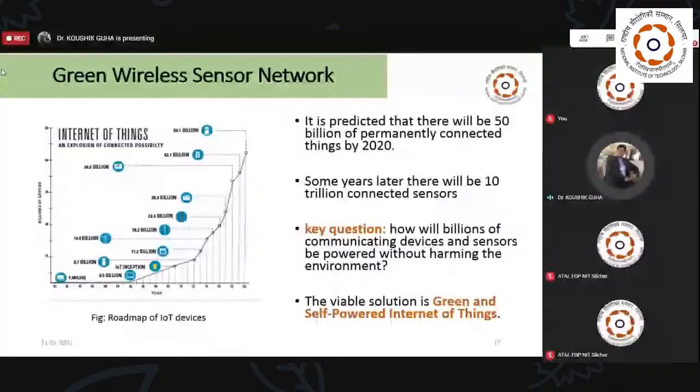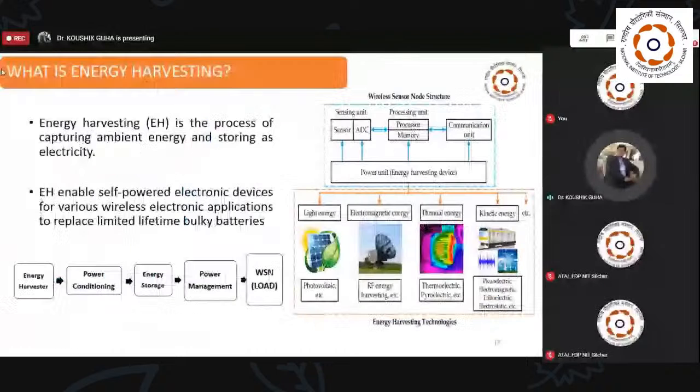So now it is the question of energy harvesting. So actually, what is called energy harvesting? It is the process of capturing ambient energy and storing it as electricity. So the energy harvesters enable self-powered electronic devices for various wireless electronic applications, to replace limited lifetime and bulky batteries. So the flow of the energy harvesting system is like that. First, the energy harvester will harvest the energy.